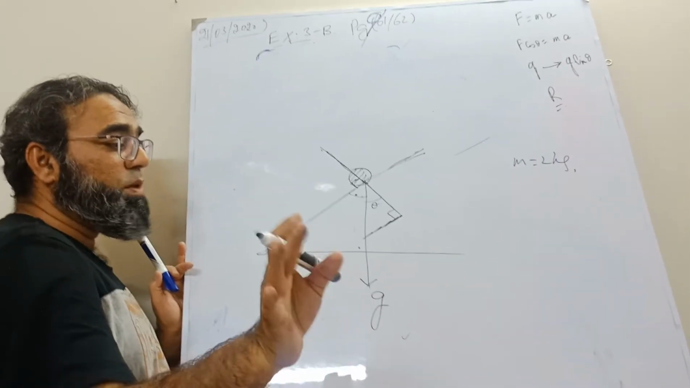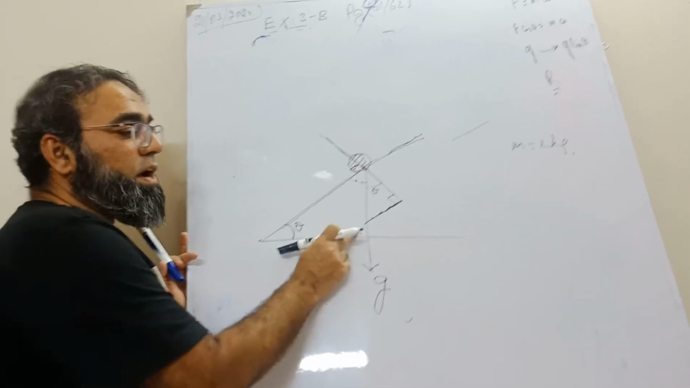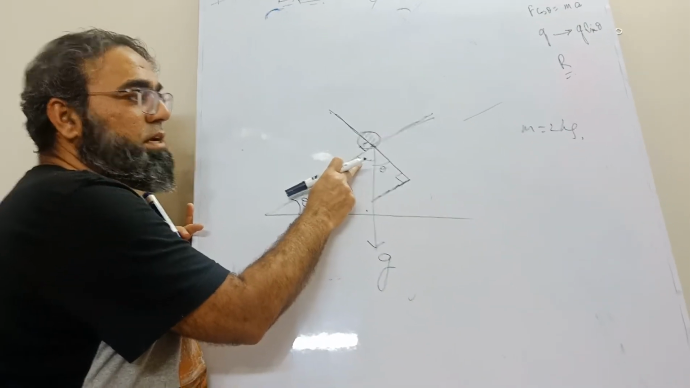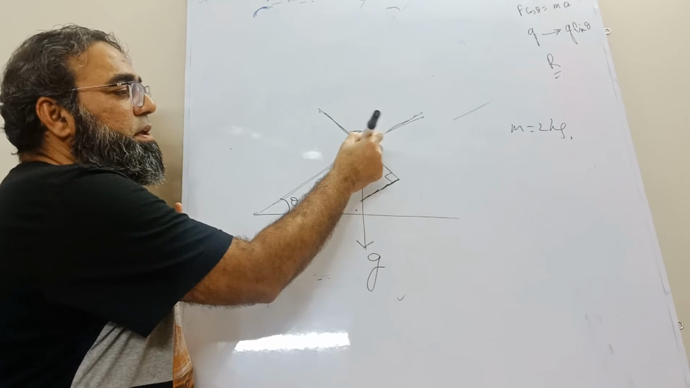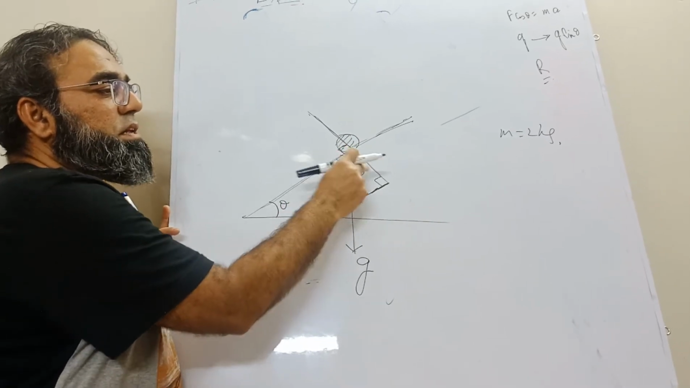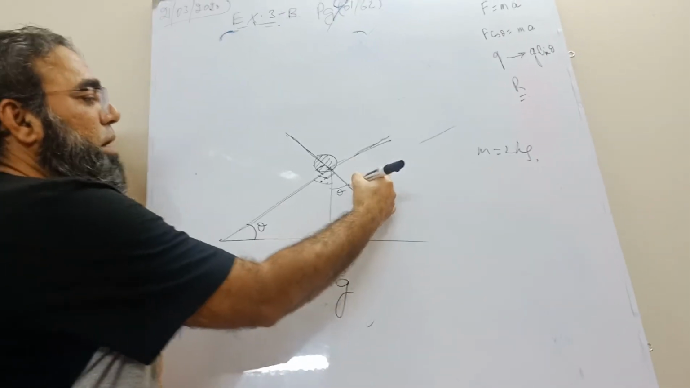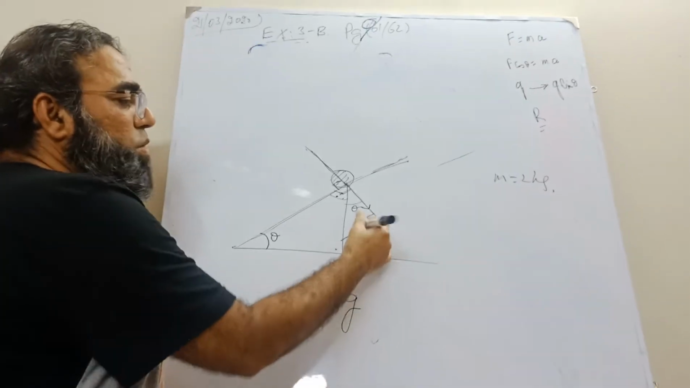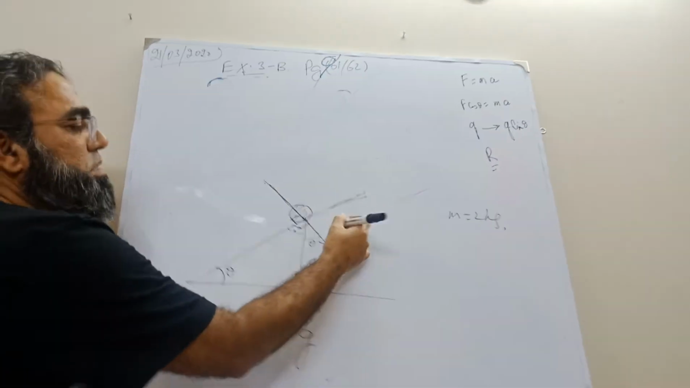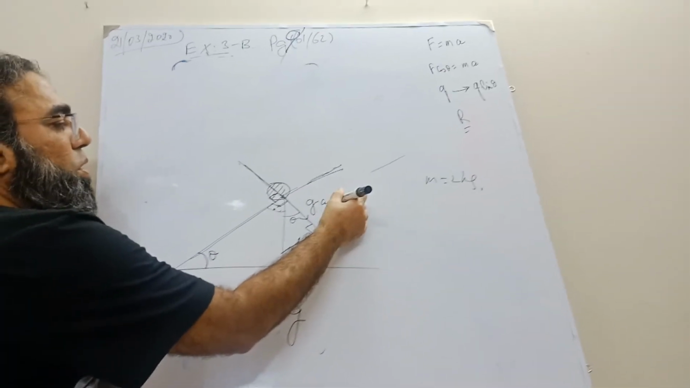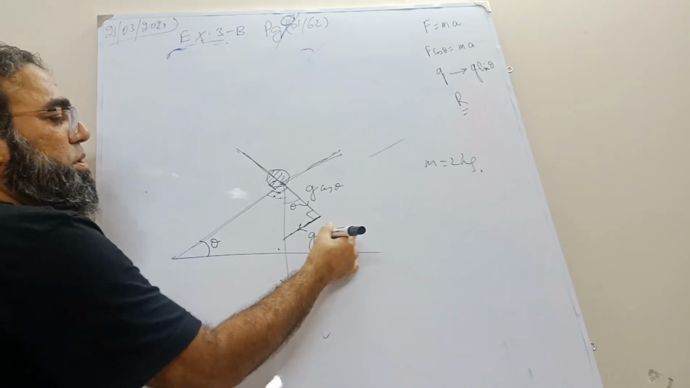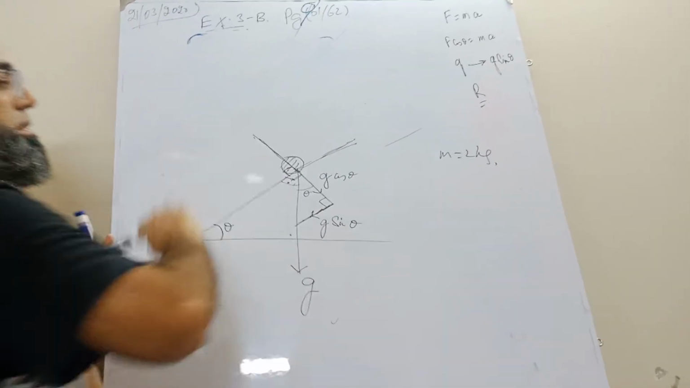Look at this once again. If this is theta, this is a right angle, so this is 90 minus theta. And this is already 90 degrees over here. So if this is 90 minus theta, then this angle has to be theta. Now as you have learned the resolving of forces, this is going to be G cos theta, and this is going to be G sin theta.